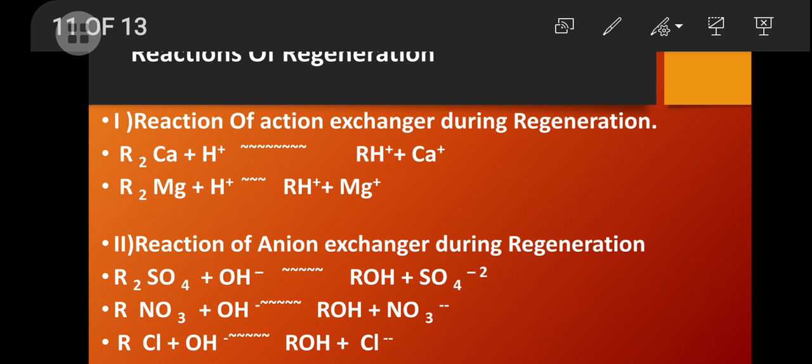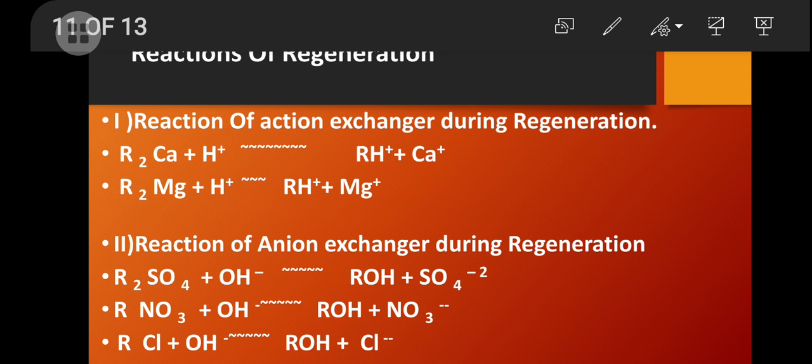The second set of reactions is done in the anion exchanger, for the removal of hardness. The anion exchanger, which was originally ROH, by reaction with negative ions gets converted into RCl, RNO3, RHCO3, R2SO4, and R2CO3. Now this is made to react with NaOH solution, and as a result the compounds that are formed are as follows.